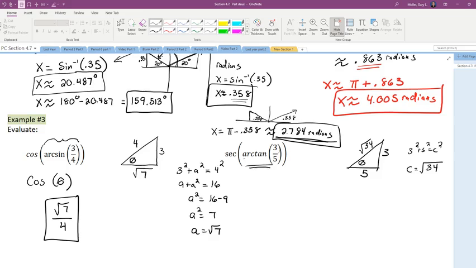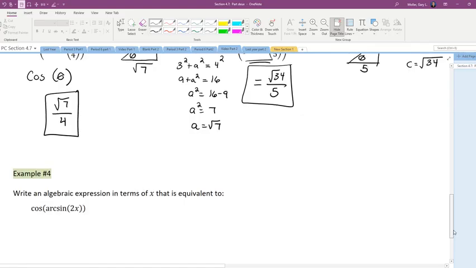So find the angle. There it is. I found it. Now, what's its secant? Secant is the reciprocal of cosine. So the secant is going to be square root of 34 over 5. What else we got today?